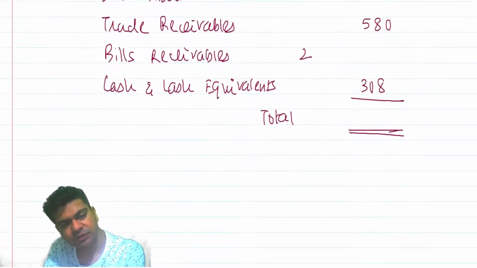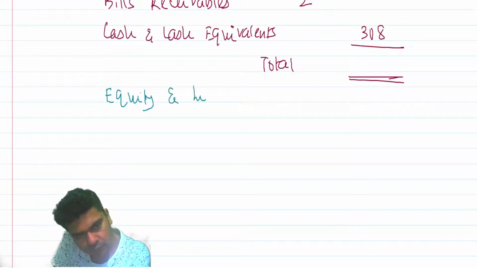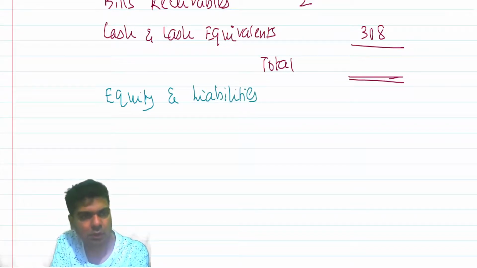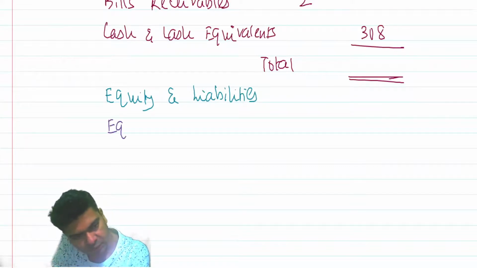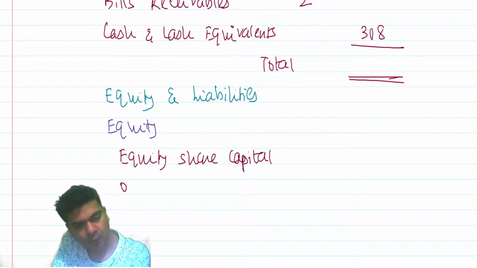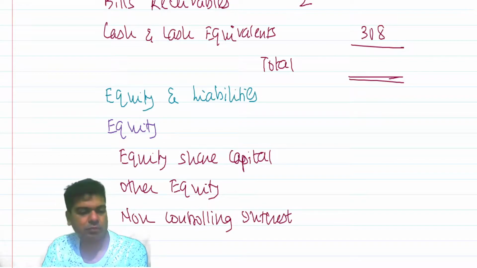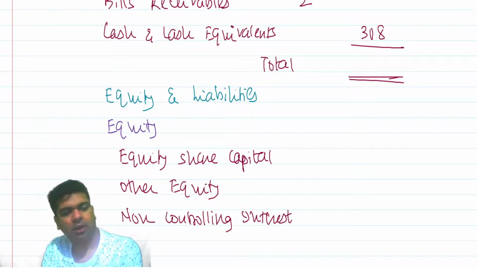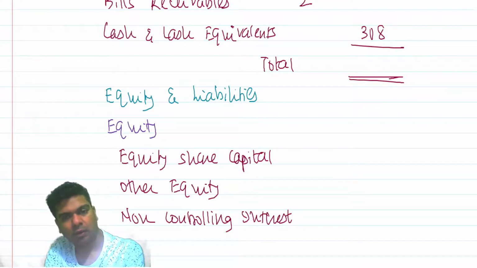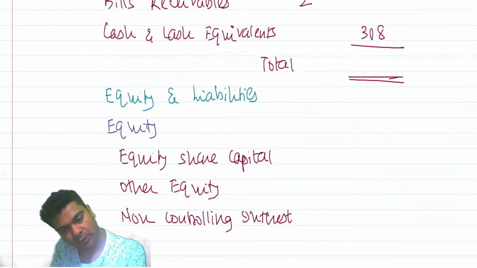Time for equity and liabilities. Under that equity, under that we say equity share capital, other equity, non-controlling interest. Equity share capital and other equity you will get from the SOCE. Non-controlling interest from your workings, 166.2.